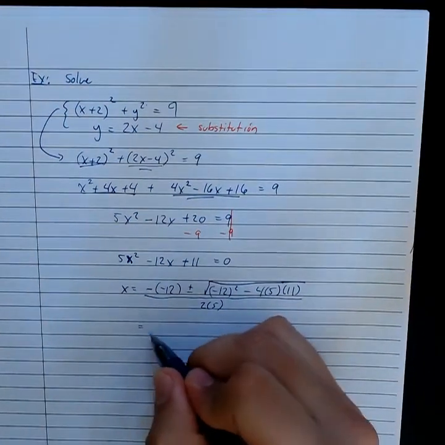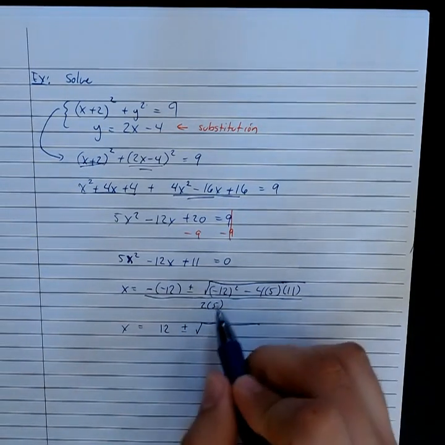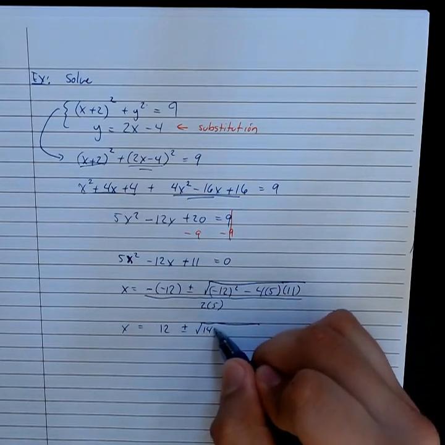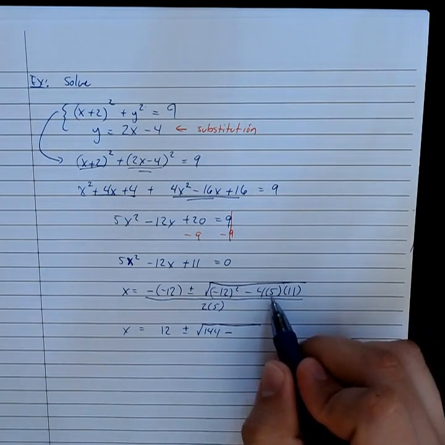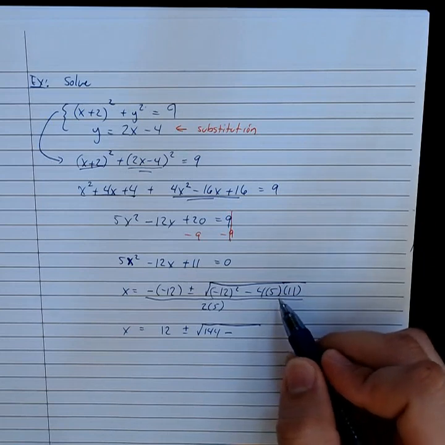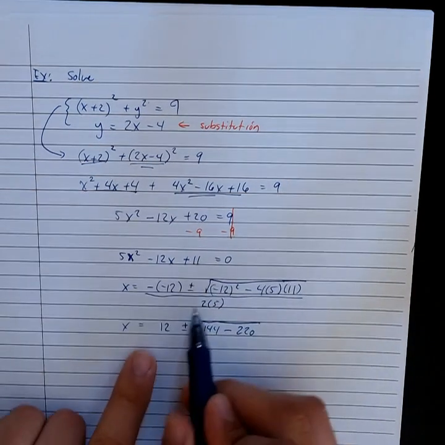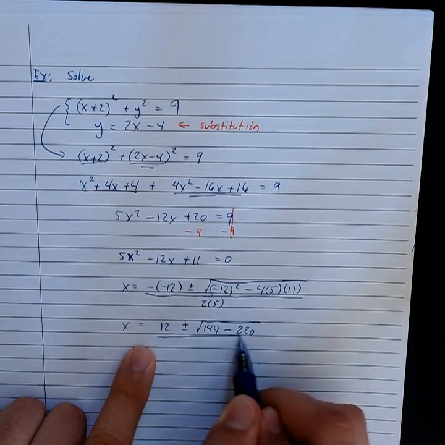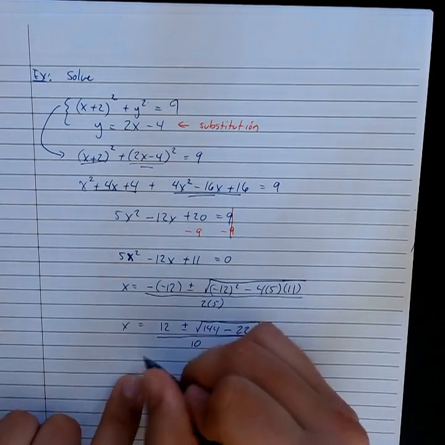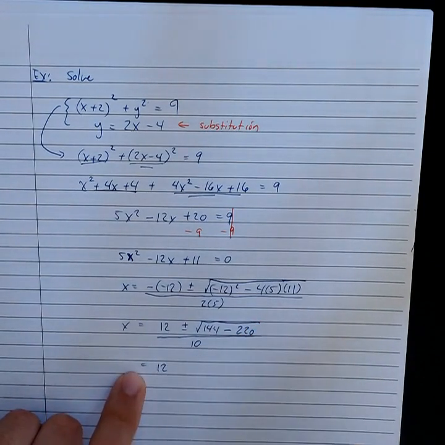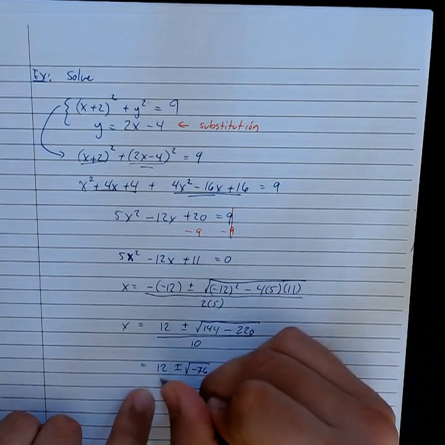Double negative makes that a positive. That's positive 12, plus or minus the square root of, let's see, negative 12 squared, that's positive 144, minus 4 times 5 is 20, and 20 times 11, that's going to be 220. And then, of course, our denominator, 2 times 5 will give us 10. But the thing of interest, notice, is if you subtract those, you get a negative. In particular, you get negative 76. So 12 plus or minus the square root of negative 76 over 10.